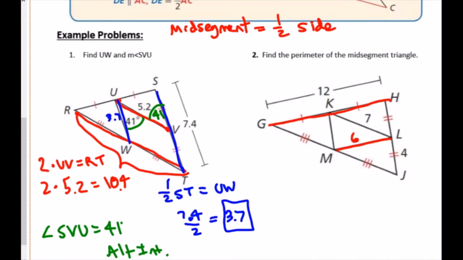Now, I also need to find KM. How am I going to find KM if I don't know HJ? Well, I know half of HJ, so LJ is 4. So 2 tick marks is 4, so this one's also going to be 4. The whole thing is 8. And then half of 8 for KM is 4. Now, do y'all notice how there's 3 4s here?